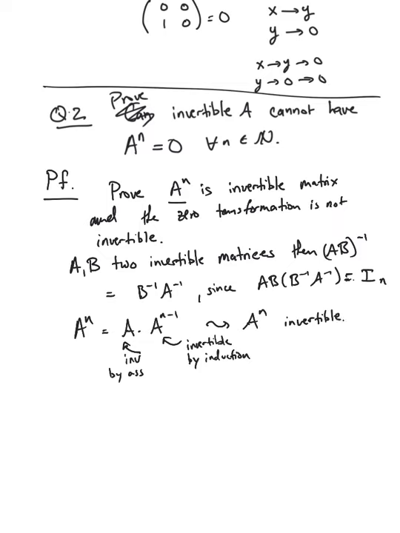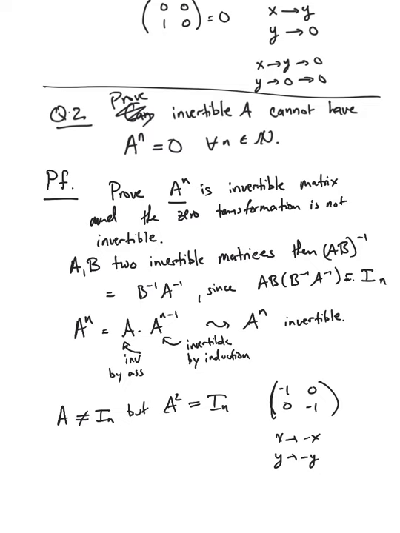All right, and for the invertible matrix A not equaling the identity, but A squared equal to the identity, well, there's a lot of options. I'll just give a 2 by 2 example. Actually, you can just do a 1 by 1 example. So the matrix is just going to be negative 1, 0, 0, negative 1. Okay, so this sends x to minus x, y to minus y. When you square it, it's the identity.